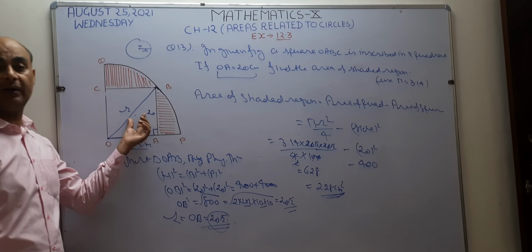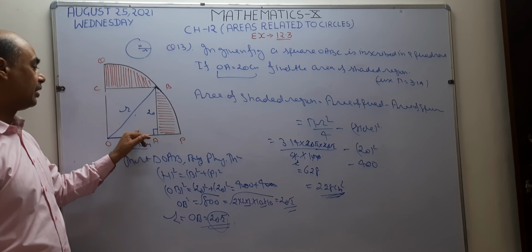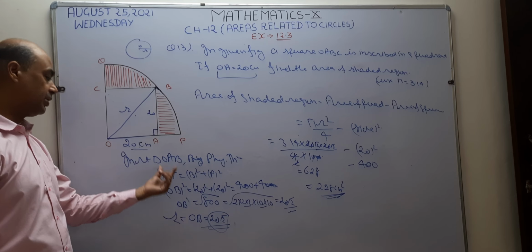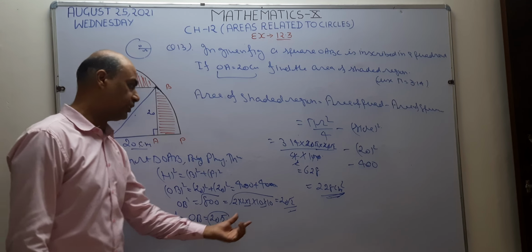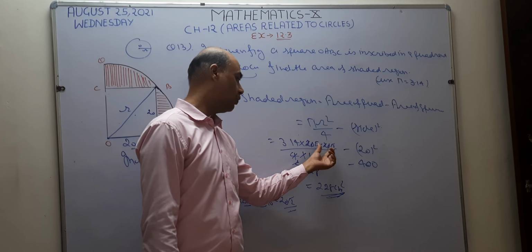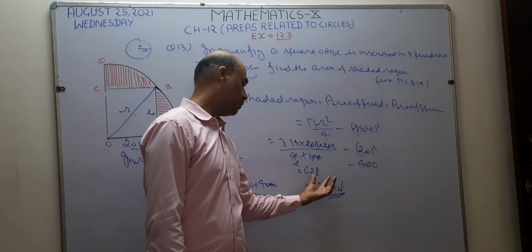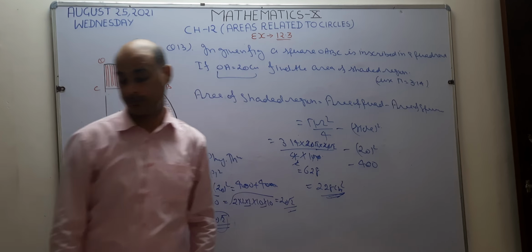In this question, you are going to find the radius. This is required. So, using this right angle and Pythagoras theorem, you are going to find the length of this OB. And OB is your radius. Radius become 20 root 2. Instead of radius, you will use this value. Simple. After putting the value, calculate them. This becomes your answer.